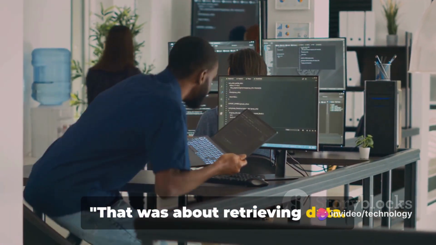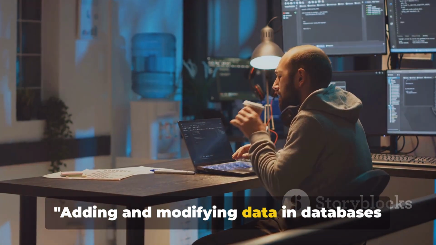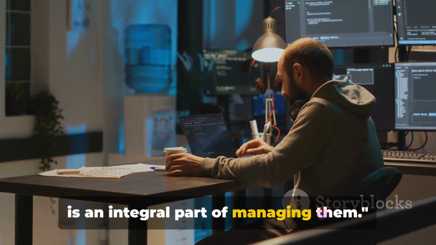That was about retrieving data, but how about adding or modifying data? Let's find out. Adding and modifying data in databases is an integral part of managing them.